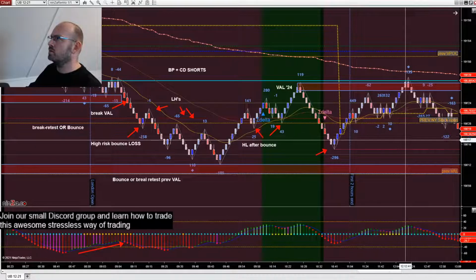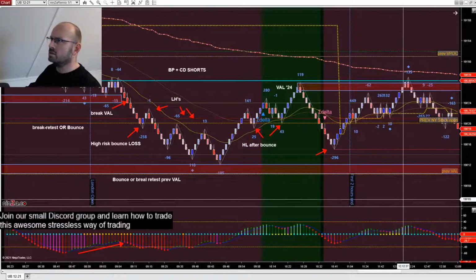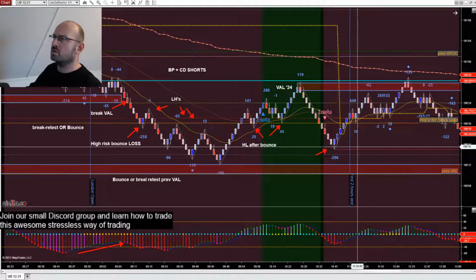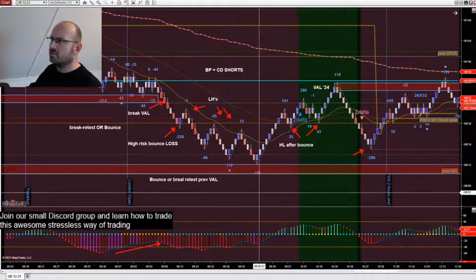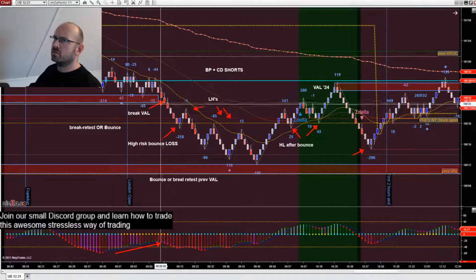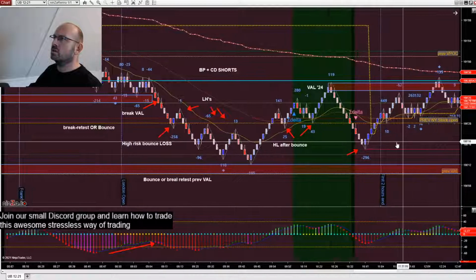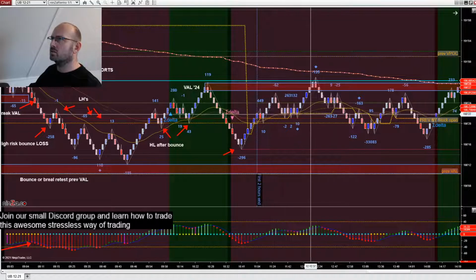Ultra Bond isn't popular, and I like it that way, because it's also not manipulated. There's almost no manipulation, no stop hunts. It's very easy to trade, and the patterns we see every day: the break of the value area high, value area low, the pullbacks, the bounces. Where do we not trade? We don't trade around POC VWAP.